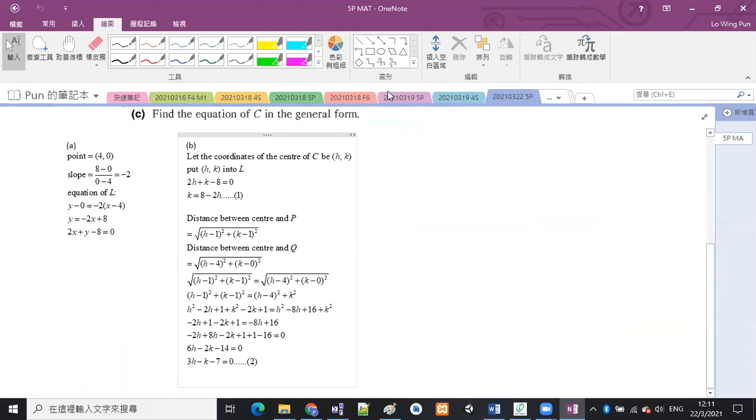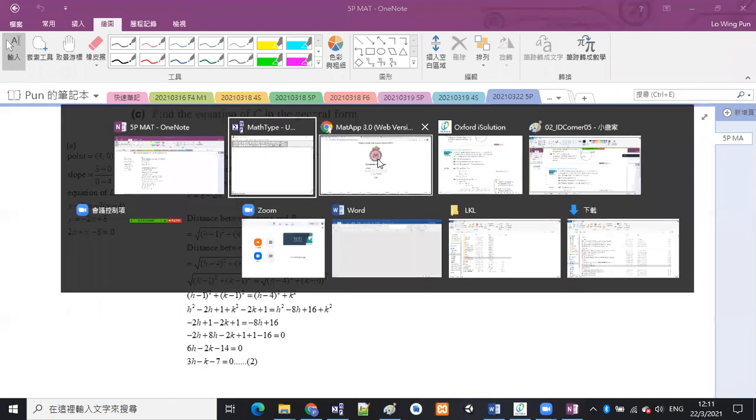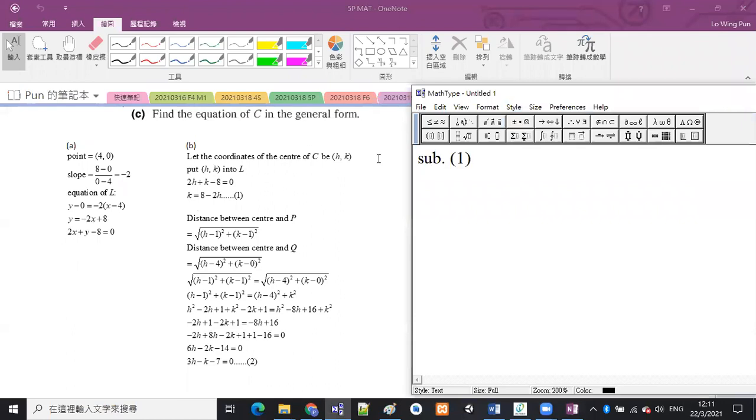Okay? And now we have equation 1 and equation 2. And we have the k to be the subject of equation 1. So we can substitute equation 1 into equation 2 directly. Sub 1 into 2. Okay? Equation 2 is 3h minus k, but k will be replaced by 8 minus 2h, and then minus 7 equals 0. And then remove the brackets. So 3h minus 8 plus 2h minus 7 equals 0.